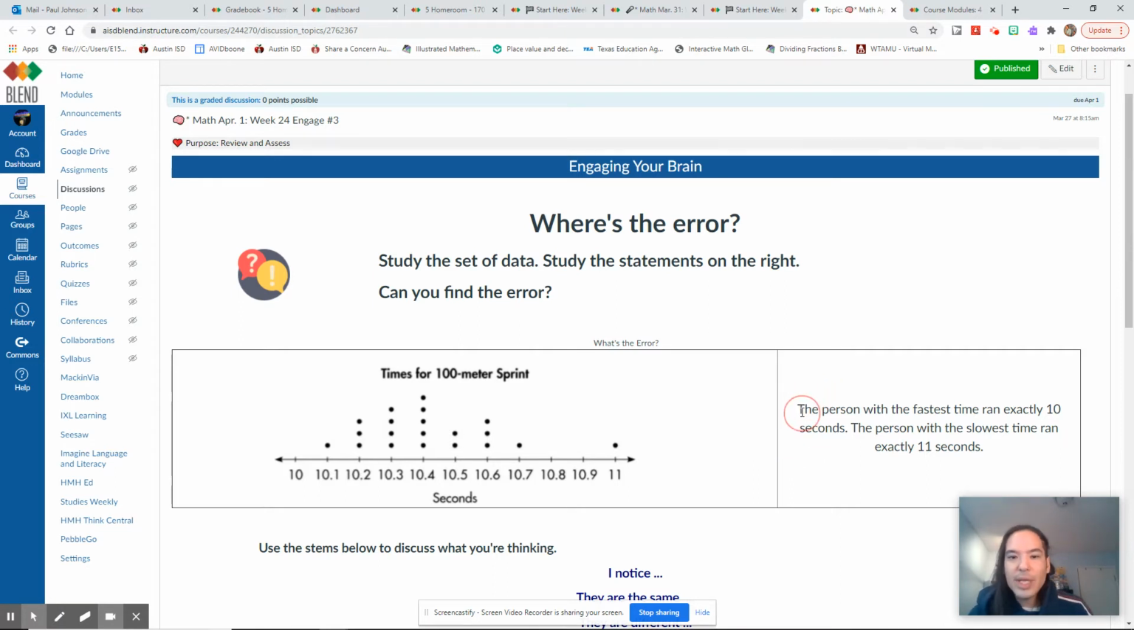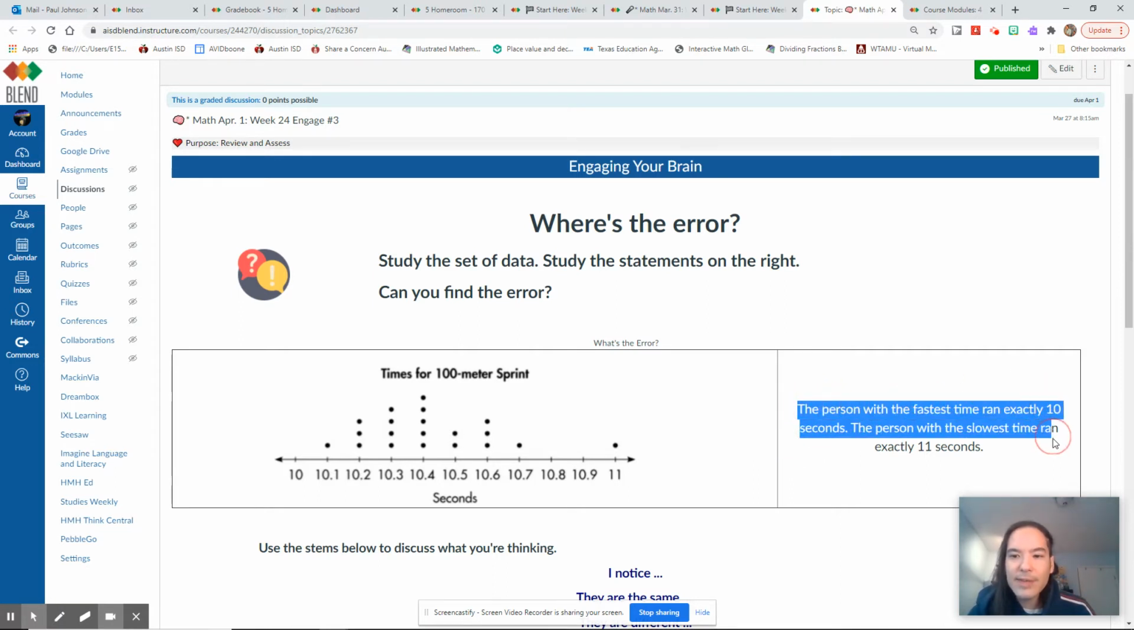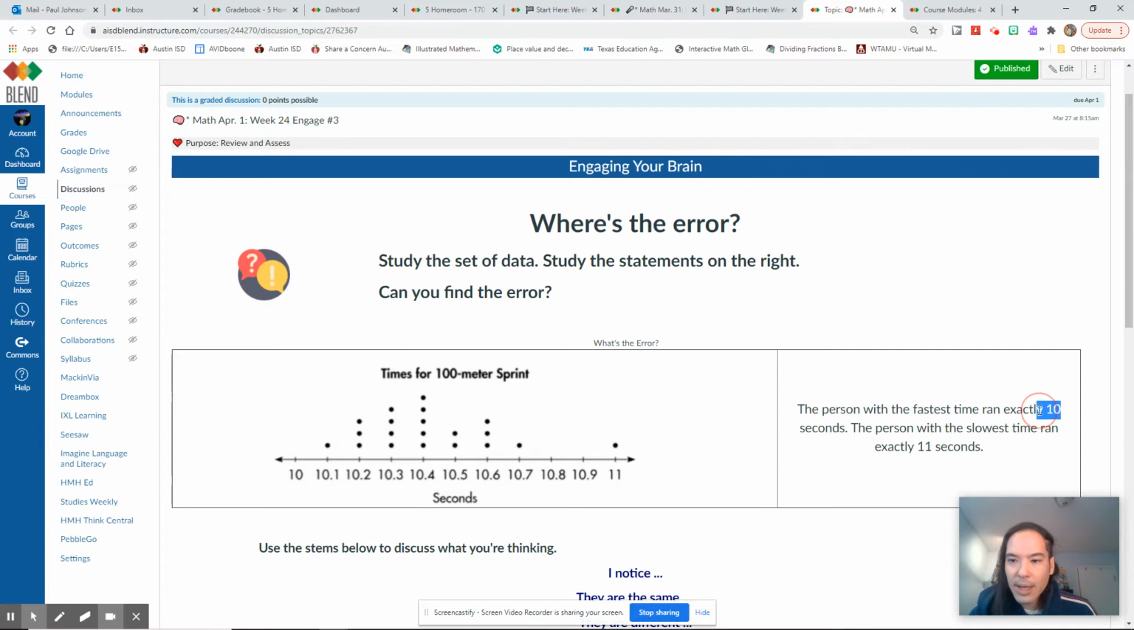So let's read the word problem and see if it matches our dot plot. The person with the fastest time ran exactly 10 seconds. The person with the slowest time ran exactly 11 seconds. So we are looking for one dot above the 10, and we're looking for one dot above the 11. Because if there's a dot above the 10, that means the first person finished in 10 seconds. If there's a dot above the 11, that means the last person finished in 11 seconds.